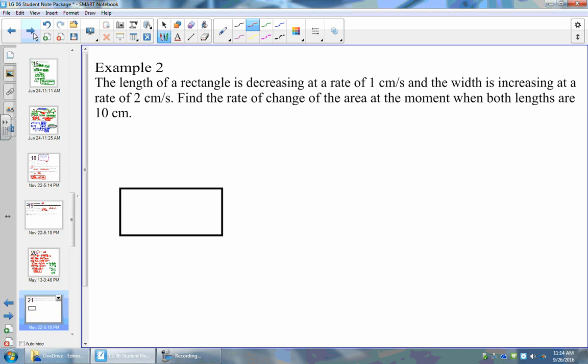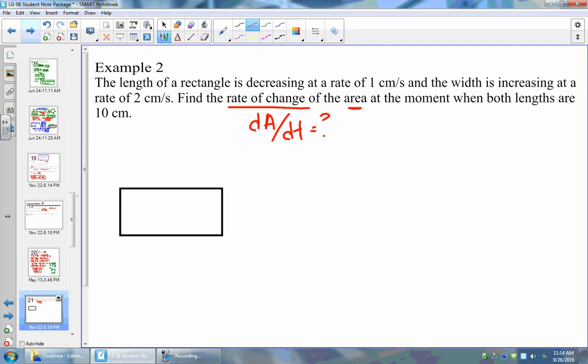Find the rate of change of the area at the moment where both lengths are 10 centimeters. So it's not saying find the area, it's saying find the rate of change. And the rate of change means that I'm talking about the area, dA over dt. So what is our area with respect to time?